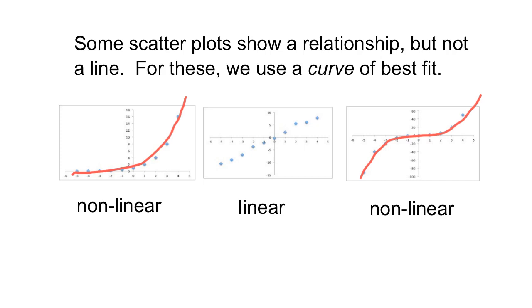And you could extend those lines if you zoomed out on the graph, and you could follow the trend, follow the curve in either direction, and you could have a curve of best fit instead of a line of best fit. This one in the middle, it looks linear, so we would have a line of best fit.